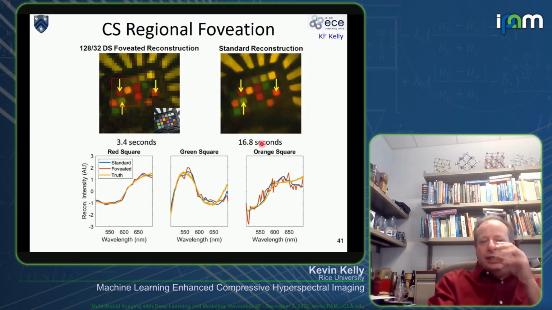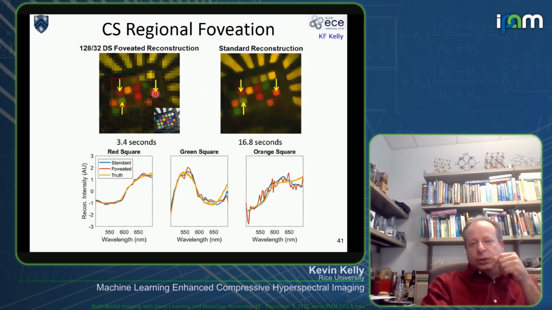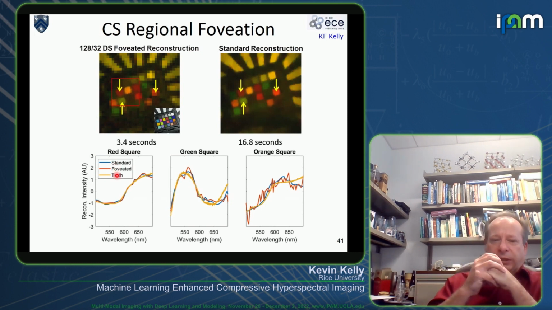And so we went from 16, 17 seconds in this, and we didn't even do the full spectrum here. If I remember right, this is 128 by 128 by only 100 channels of color. But you can see that our foveated reconstruction here matches the ground truth. Where it's outside the orange square, outside the foveation, of course, the reconstruction is really rough. But inside, the red and green squares are nearly identical to regular reconstruction and the actual ground truth spectrum of this target.